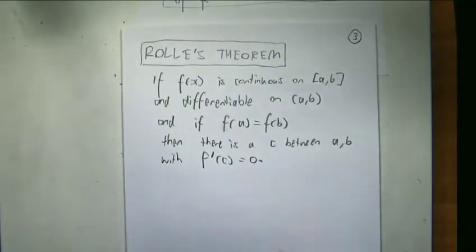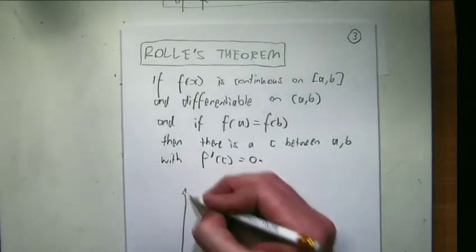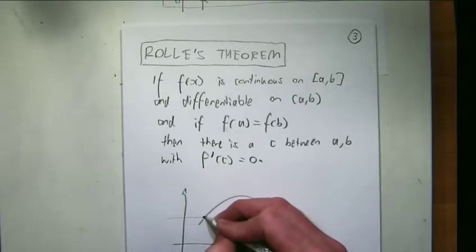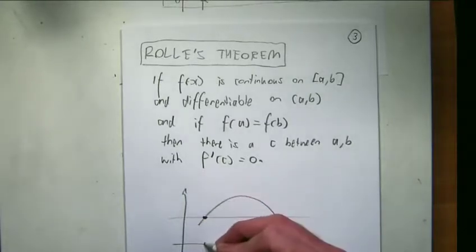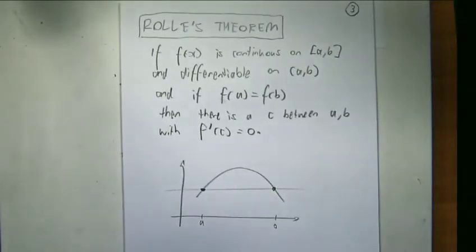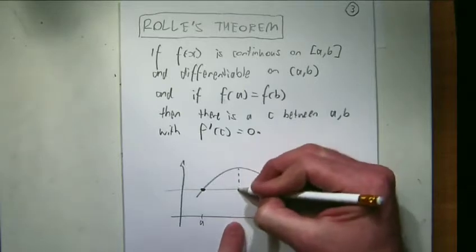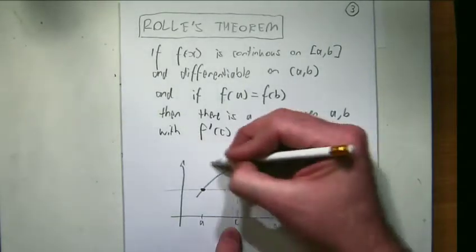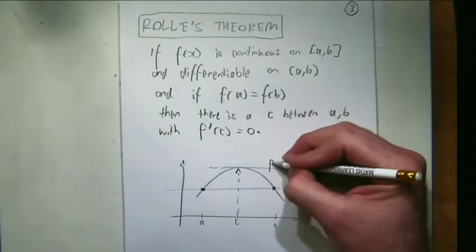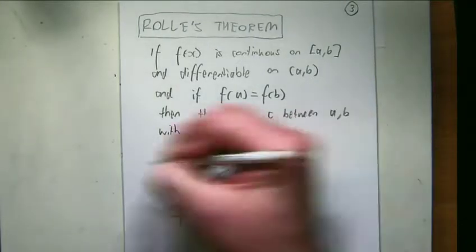Okay. And the picture is: there's my a and there's my b, and f(a) and f(b) are at the same height, and therefore somewhere in the middle there's a c which makes this come out to 0. Because the slope is the tangent, at this point we get f dashed of c equals 0 on that tangent line.